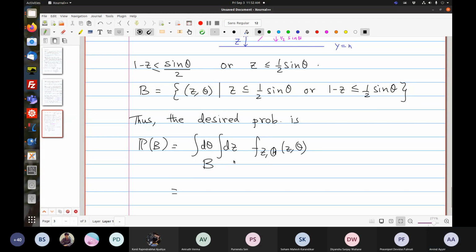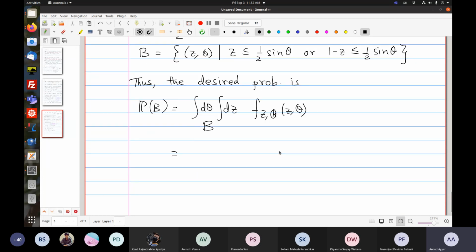Now the issue is that the limits are tricky. The issue is not with the integrand, the issue is with the limits. So I claim it's natural to do the θ integral outside. So I have 1 by π, integral 0 to π dθ, and now I'll do the z integral. There are two integrals. This one is the lower limit for z, so z goes from 0 to half sine θ, dz. It's just one, there's nothing else here, plus this is a bound from the other side, so it's 1 minus half sine θ to 1, dz.